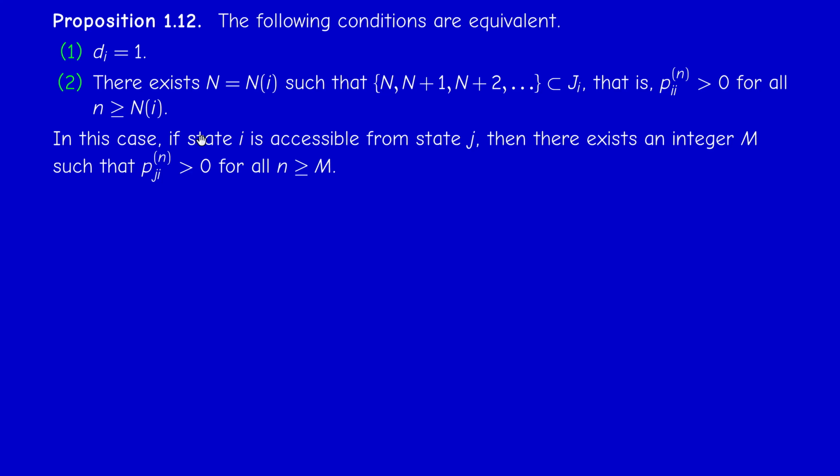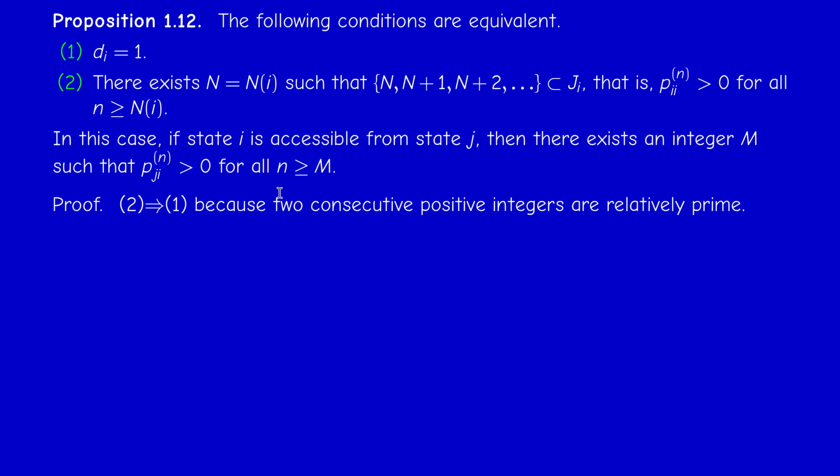And if one of these two holds, so both hold actually, and if state i is accessible from another state j, then there exists an integer capital M starting from which Pjin is positive, which means, once again, that if state i is aperiodic and it's accessible from state j, then there is a path from j to i of arbitrarily, sufficiently big length.